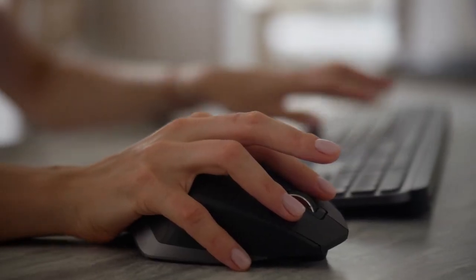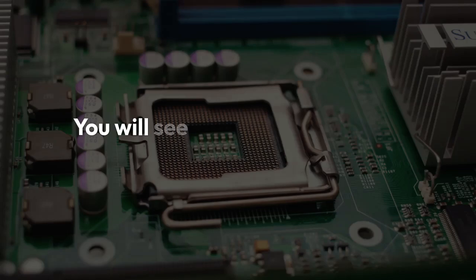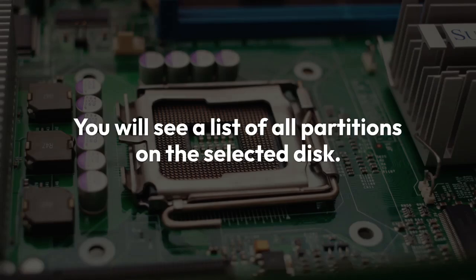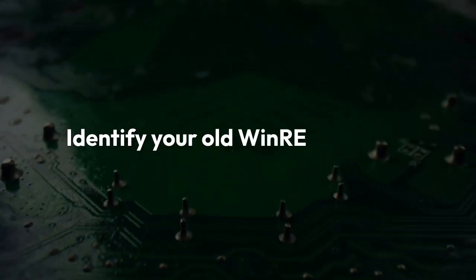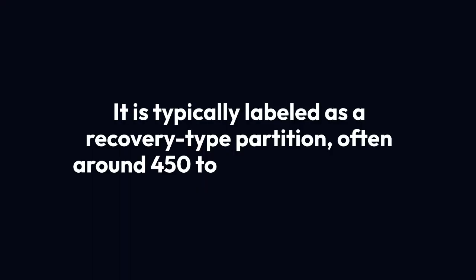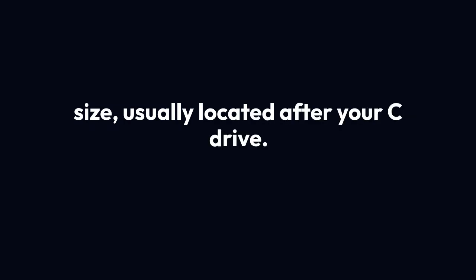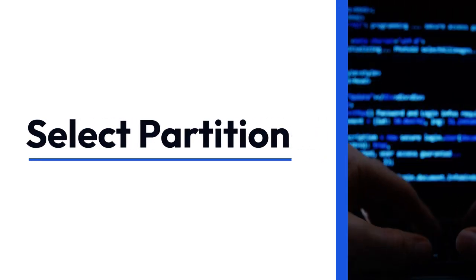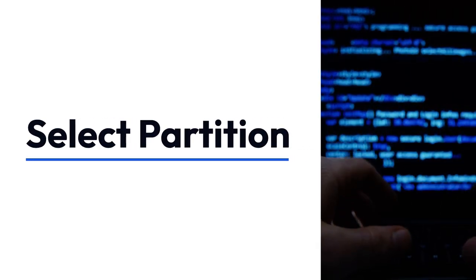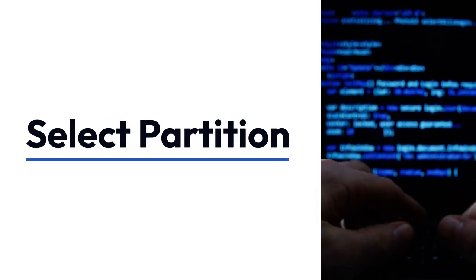Now, type list partition and press Enter. You will see a list of all partitions on the selected disk. Identify your old WinRE partition. It is typically labeled as a recovery type partition, often around 450 to 500 megabytes in size, usually located after your C drive. Take careful note of its partition number. Type select partition X, replace X with the number of your old WinRE partition, and press Enter.